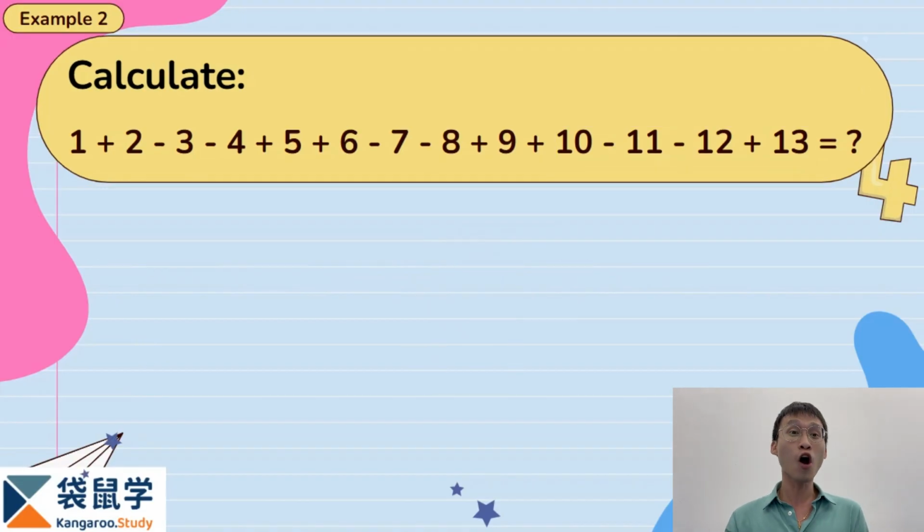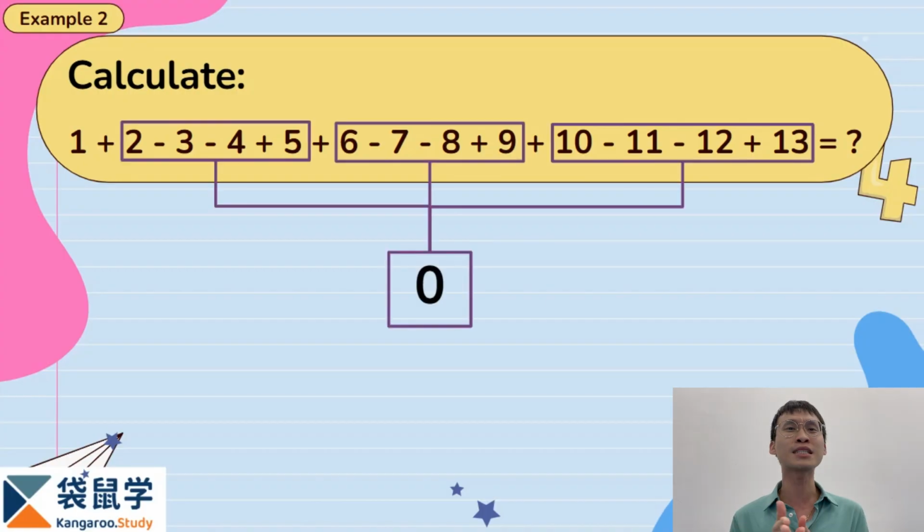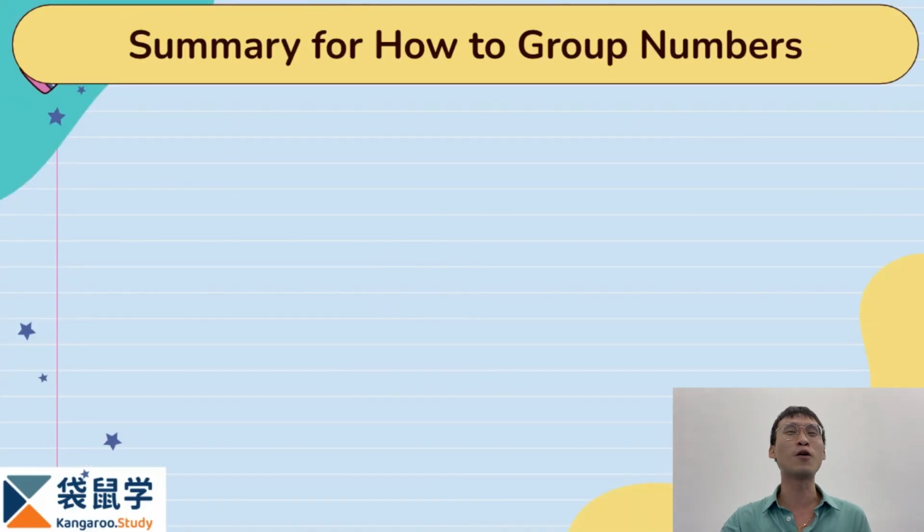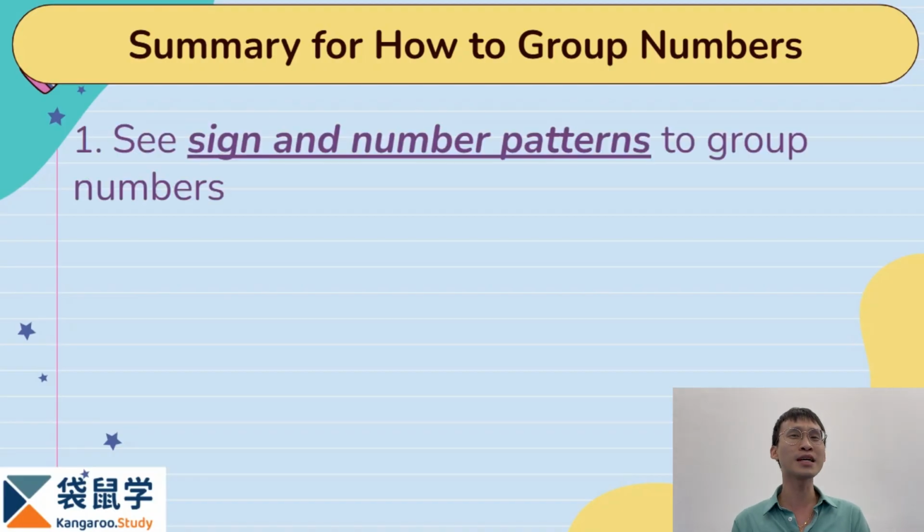Wow! So each group sums up to give us 0. And the final answer for this whole example is just 1. Amazing, right? So let us summarize what we have learned about how to group numbers. What do we observe when we want to group the numbers? Yes, we group the numbers by looking at the repeating signs and their number relationships.